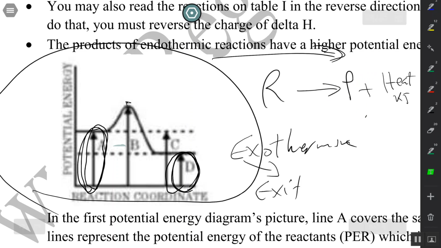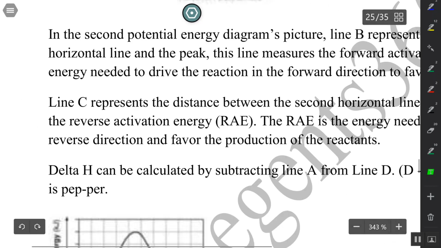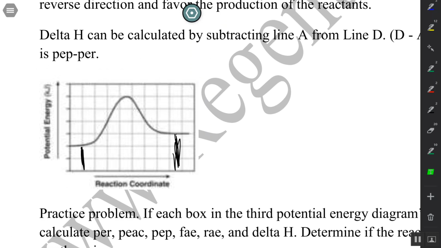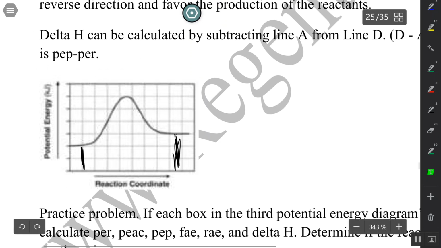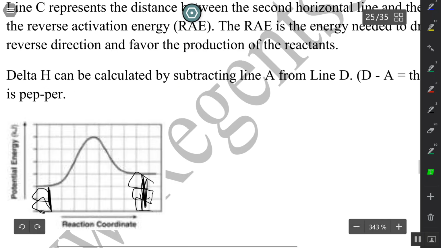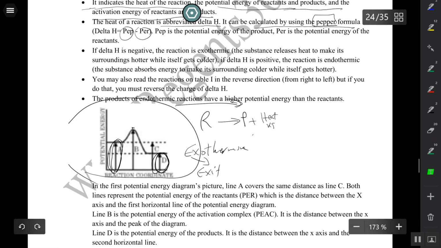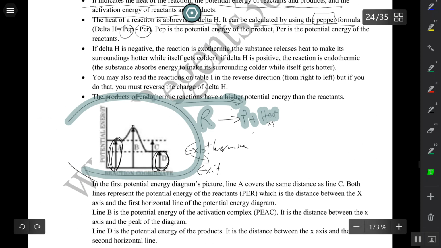If I was to draw a potential energy diagram of an endothermic reaction, here's an example. This would be a potential energy diagram of an endothermic reaction because I started with only this much heat, but I ended with a whole lot more heat. This is an example of an endothermic reaction because it shows that I absorbed heat. You only started with 2 blocks or 2 squares of heat, and you ended with 3 squares of heat. Okay? This is pretty much the basics of potential energy diagrams.